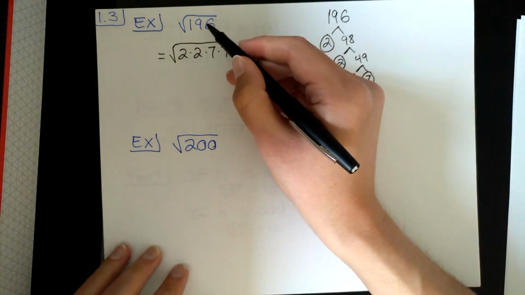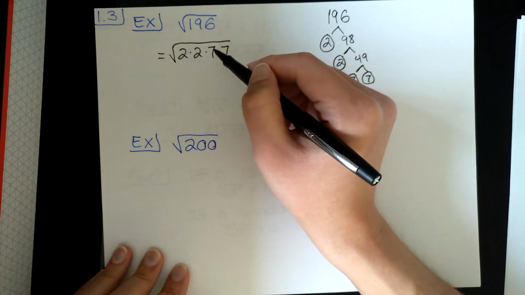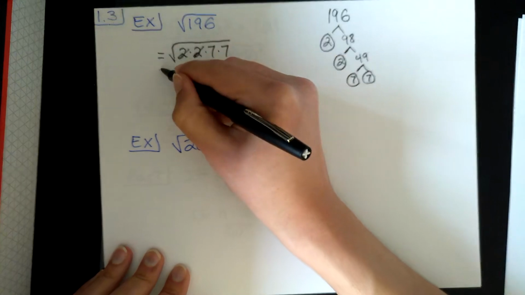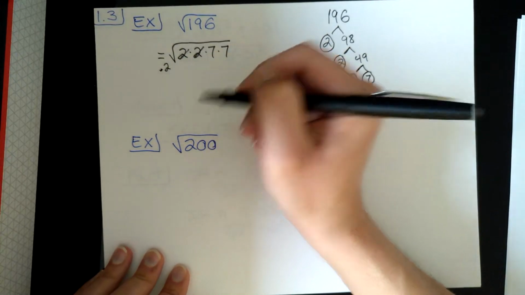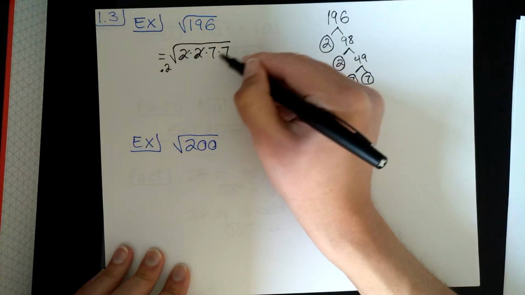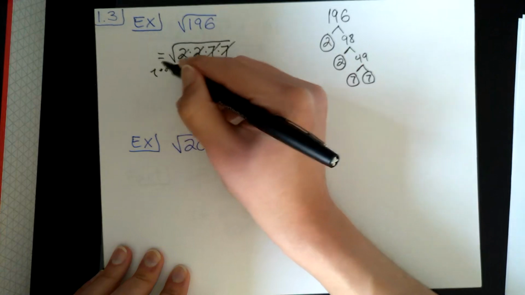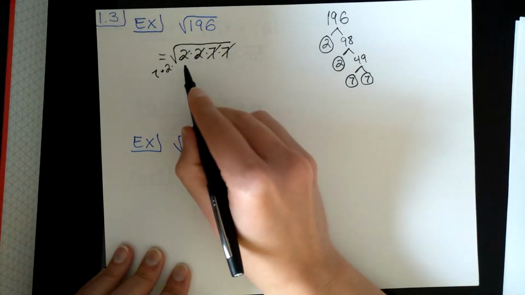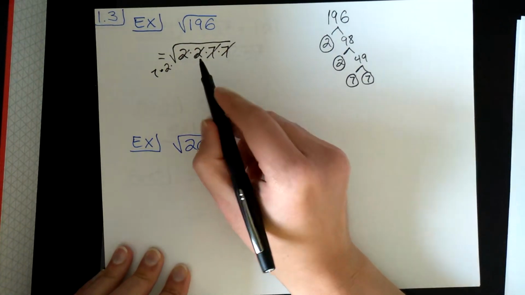And now, because we're finding a square root for every 2 of the same factor, we will cancel them out and multiply one of them to the outside. And then again, we have 2 7s, so we will cancel the 7s out and multiply one of them to the outside.